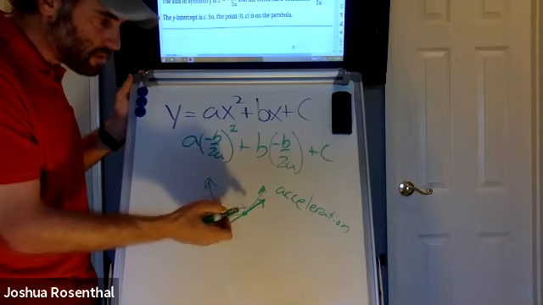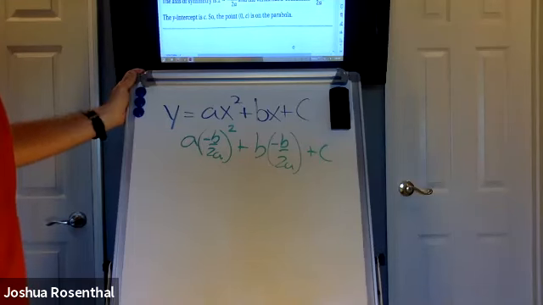Okay? All right. Now, a good analogy would be if you threw a ball off the roof of a building and the ball froze in time at one moment. How would you know what its velocity was at that moment? That's right. Well, you'd need to use a derivative.